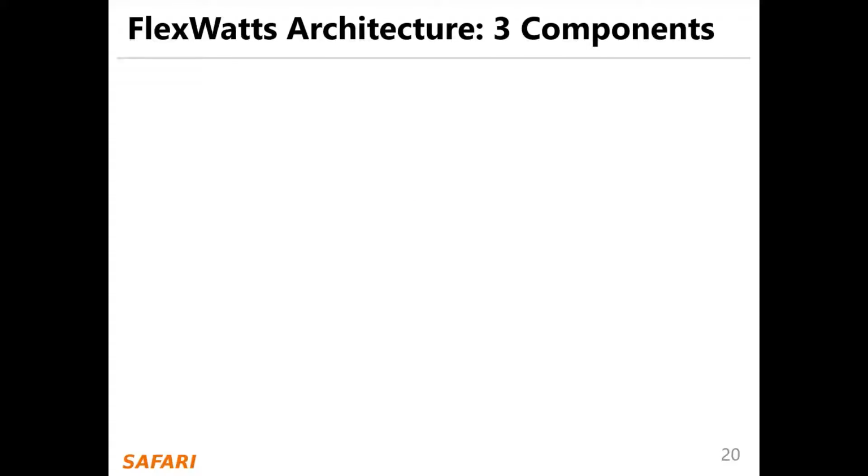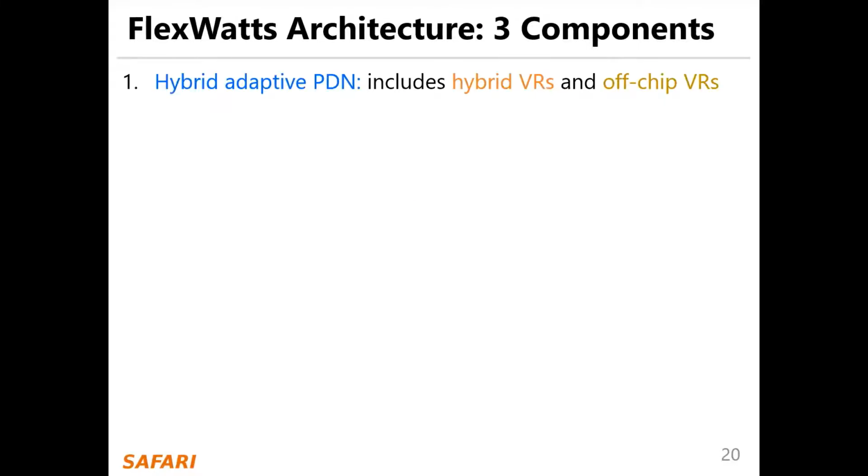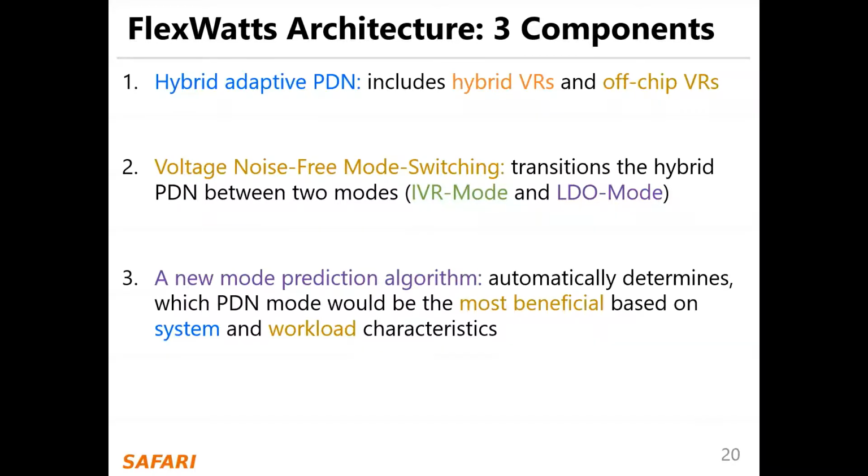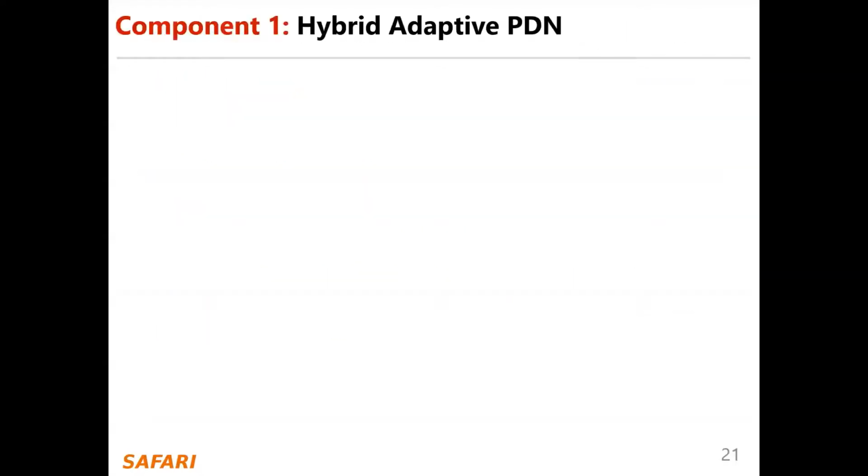FlexWatts has three components. A hybrid adaptive PDN that includes hybrid VRs and off-chip VRs. A voltage noise-free mode switching that transitions the hybrid PDN between two modes, IVR mode and LDO mode. A new mode prediction algorithm that automatically determines which PDN mode would be the most beneficial based on system and workload characteristics. Now I will talk about each component in more detail.